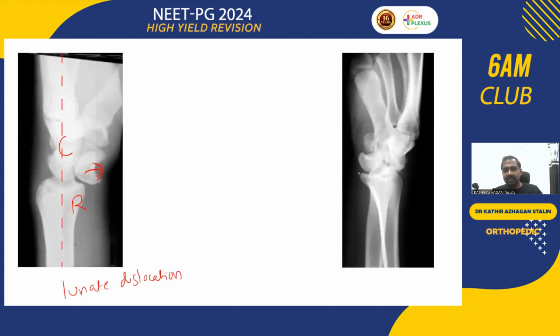Now, this is radius and lunate, the moon-shaped bone, is still in position with radius, but the rest of the carpals are dislocated. Then how should I name that? That is perilunate. Which means the capitate bone is not maintaining the alignment with the radius while lunate does. That is perilunate dislocation.